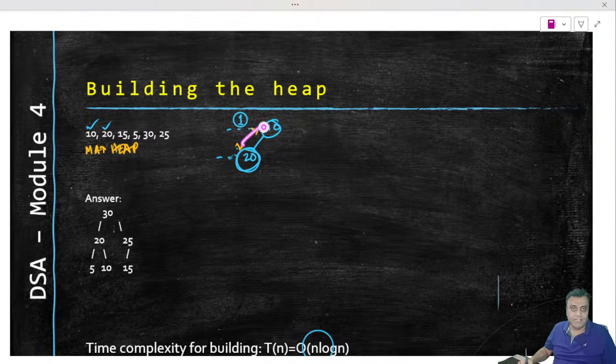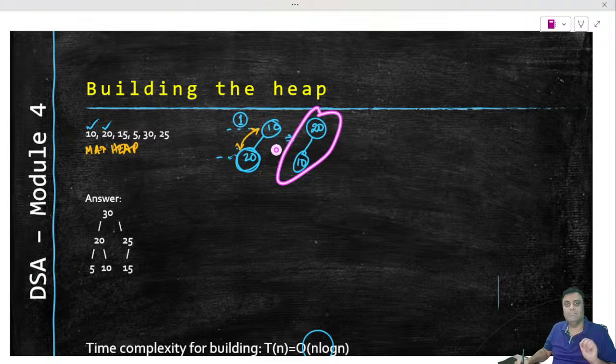Is the largest element at the top? No. So I have to swap 20 with 10. So then this will become 20 and this will become 10. Now this small tree is a heap, right? Because it is a complete binary tree plus it is a heap, and it is a max heap.